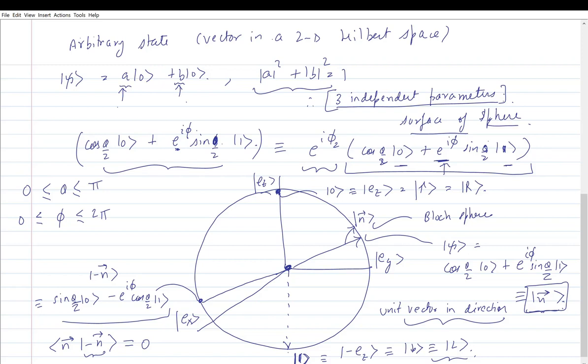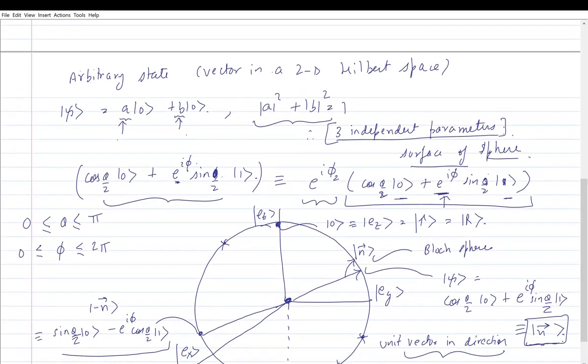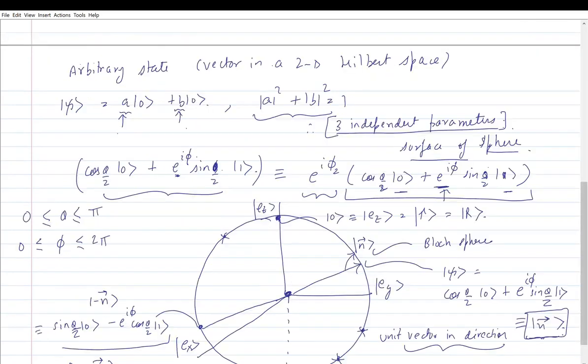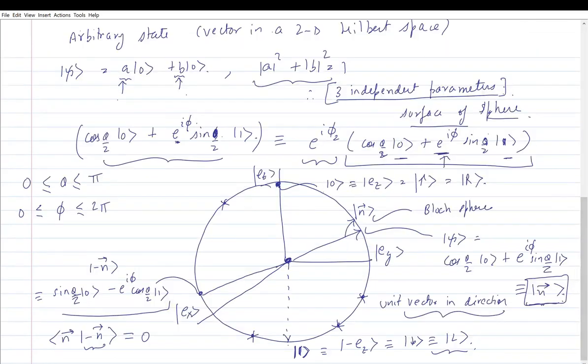So that's how I represent all the points on the surface of the sphere. It represents the state of a qubit. As you can already see, unlike the classical bit, which was either a 0 or a 1, a qubit has infinite possibilities, all points on the surface of the sphere. Okay, so this is called the Bloch sphere. For light, it is called the Poincare sphere. It's the same thing for the state of the light.